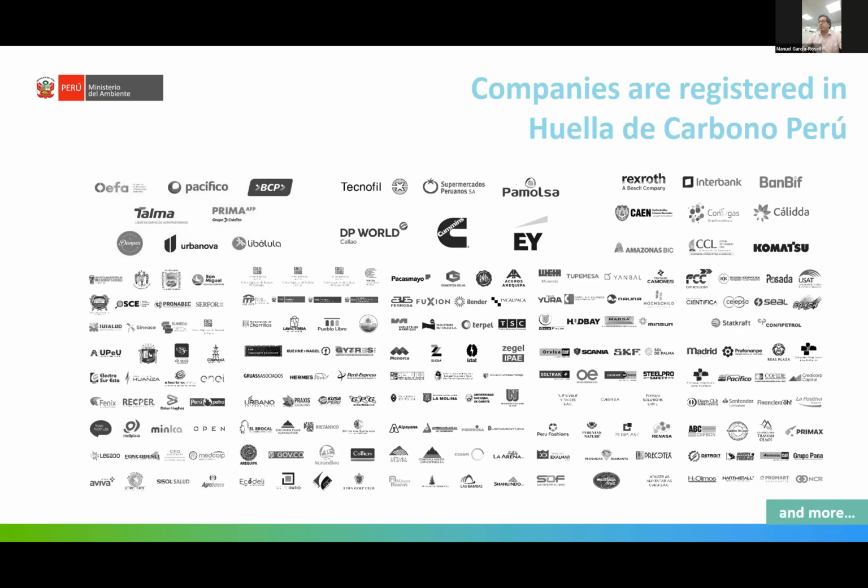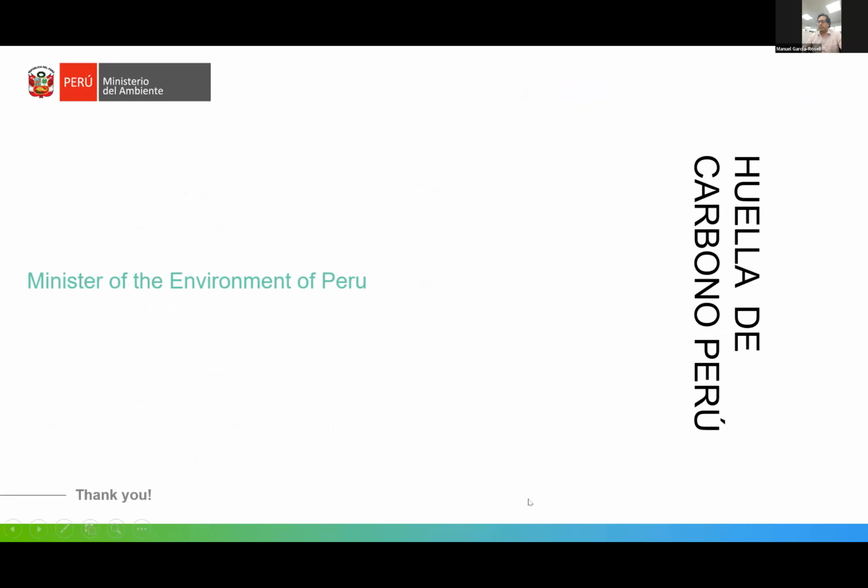On the other side, we have the national inventory, but as everybody knows, the national inventory is the big picture of the national greenhouse gas emissions. So this tool, Huella de Carbono, gives the opportunity to assess the impact of organization level actions. And also, it's an opportunity to have more precise information and data about emissions in the country. For example, a specific emission factor for industry processes, among other sectors. So yeah, this is my last slide. I hope this presentation has been helpful. Thank you.